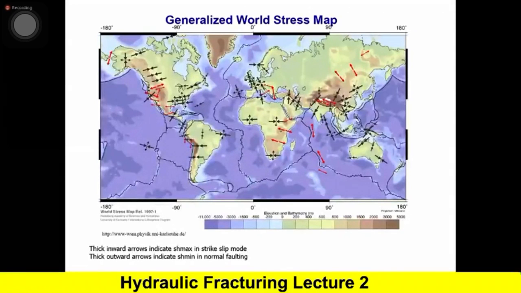So, tectonic plates. If I look at this map, and this map was created, as you can see at the bottom here, by Karlsruhe University.